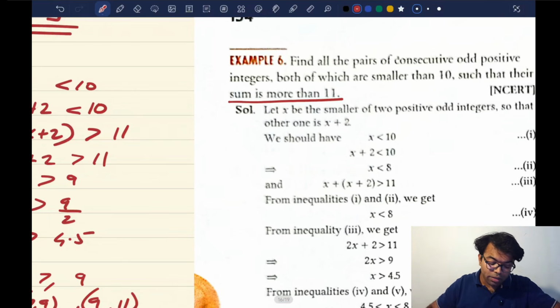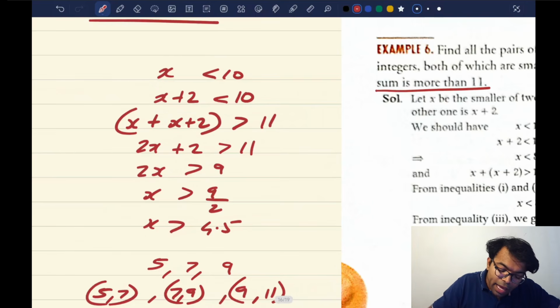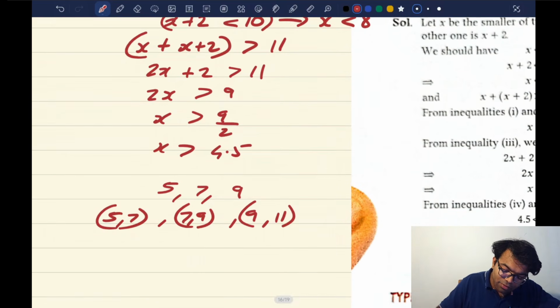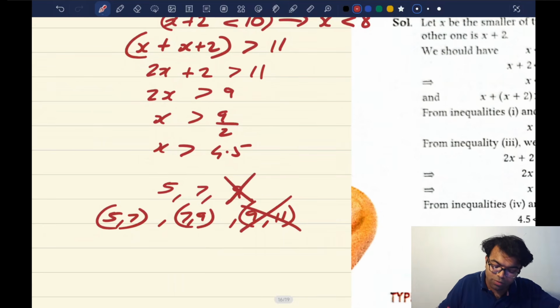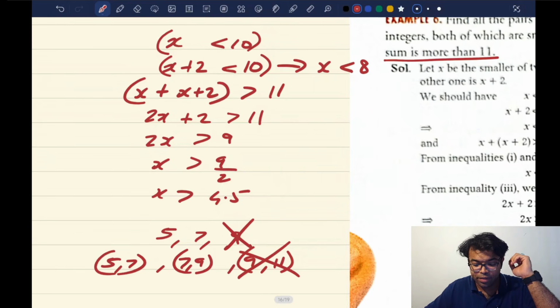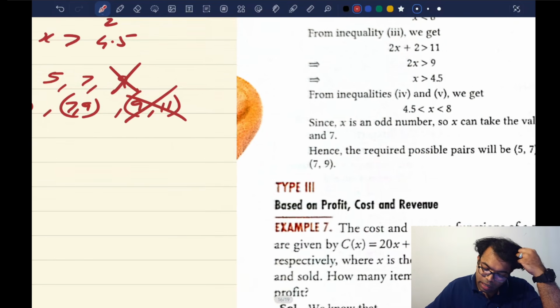Oh, yeah. Drupad, see. x should be less than 10 and x plus 2 should also be less than 10. So this will lead to what? x should be less than 8. So that is the reason why 9 won't be included, because x should also be less than this thing. Clear? Okay, next one.